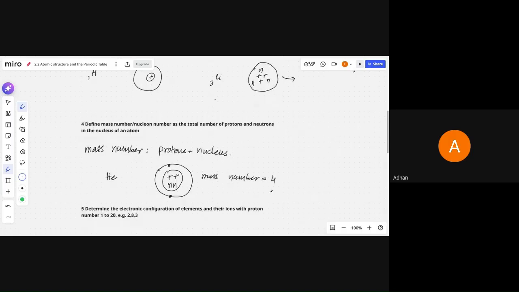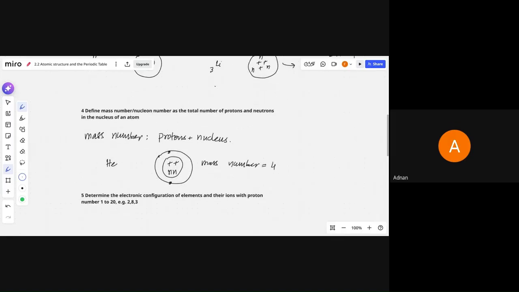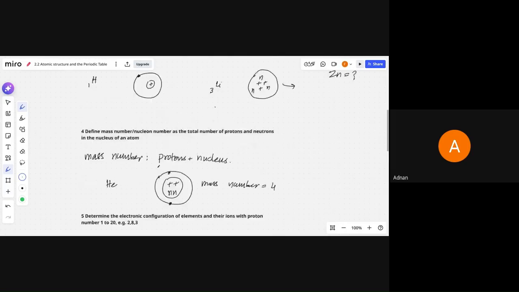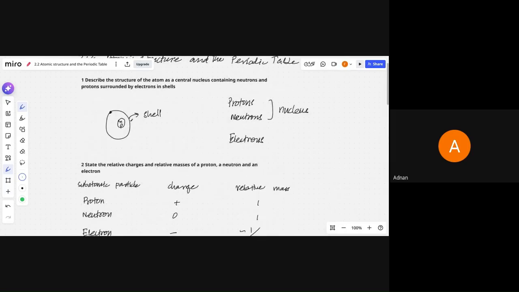Okay, now we move on to the fifth subtopic of topic 2.2, atomic structure and the periodic table. Determine the electronic configuration of elements and their ions with proton number 1 to 20, for example 2,8,3. As the number of protons and electrons increase, shells also increase. What are shells? The path on which electrons revolve around the nucleus.